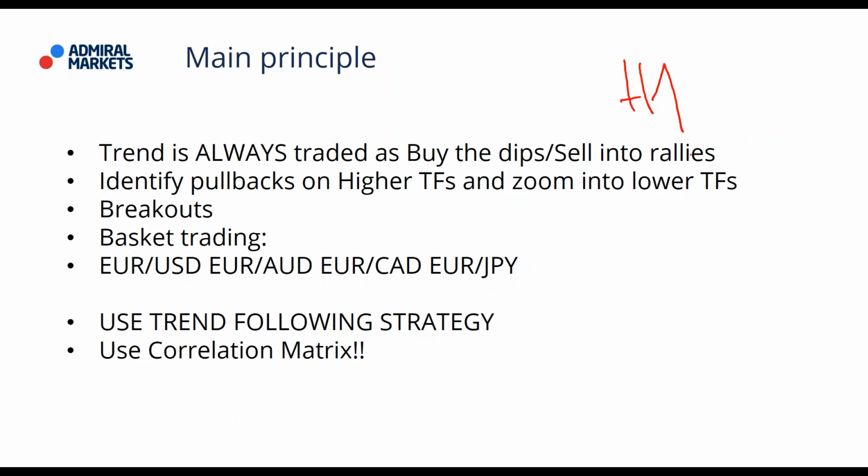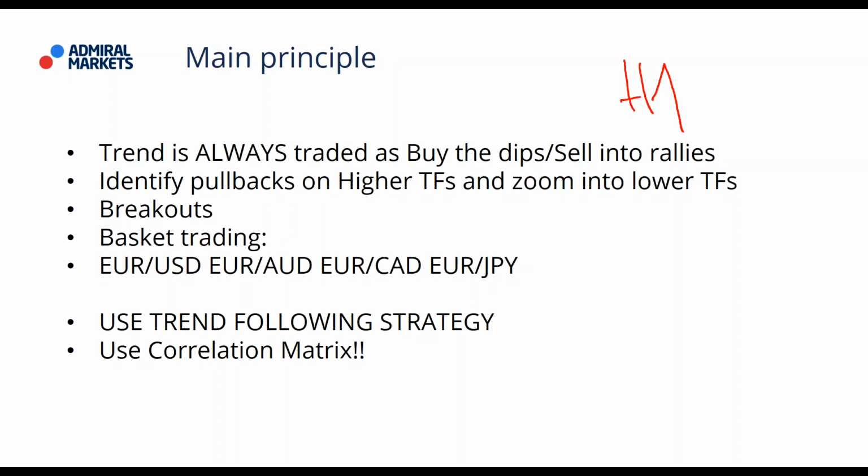1 hour time frame. Have in mind that basket trading is buying or selling multiple currencies, but it can be dangerous because correlation is also lost for some currencies. So if you want to go with a trend and you want to trade multiple currencies, then definitely use trend following and correlation matrix. This is the example of a correlation matrix. Now I will open the chart and I will show you.